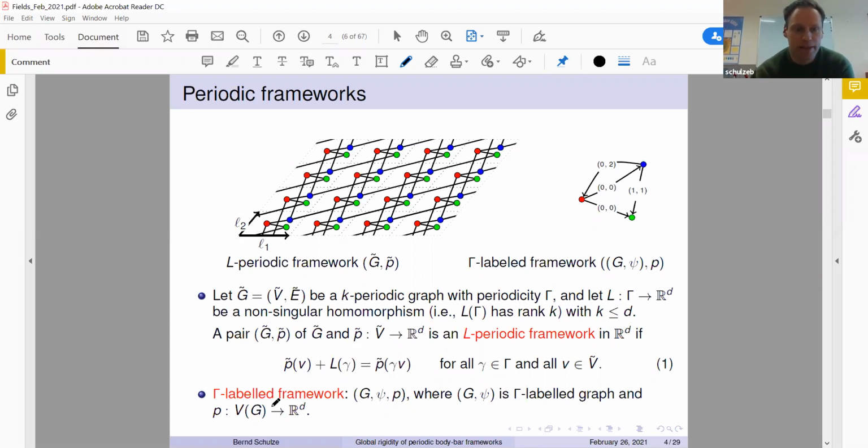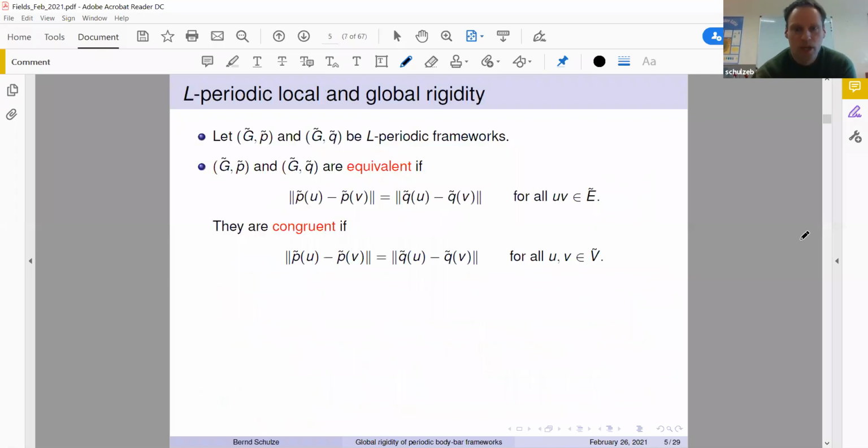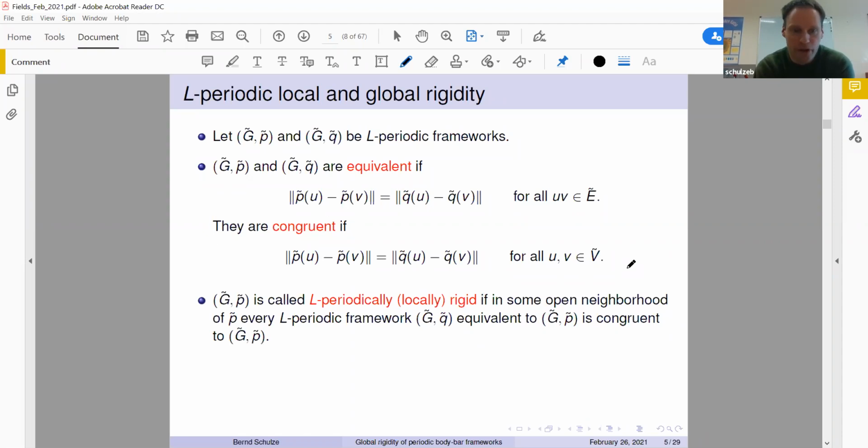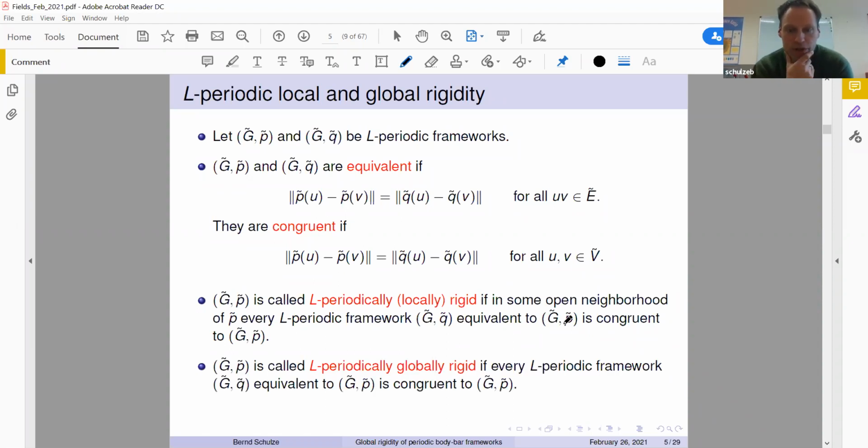Okay, so we have this periodic framework and the corresponding gamma labeled quotient framework, so to speak. How do we define periodic local and global rigidity? Well, we do it exactly in the same way as we do for finite frameworks. So we say that 2 periodic frameworks, where the lattice L is always fixed, are equivalent if corresponding edge lengths are fixed. And of course, they're congruent if all distances between any pair of vertices are fixed. And then we say that a periodic framework is rigid if in some open neighborhood of the configuration, every periodic framework that is equivalent to this given framework is also congruent to the original framework. And of course, it is globally rigid if this framework G P here is the only framework with a given edge length, right? So if every periodic framework that is equivalent to G P is in fact congruent to G P. So these are very standard definitions.